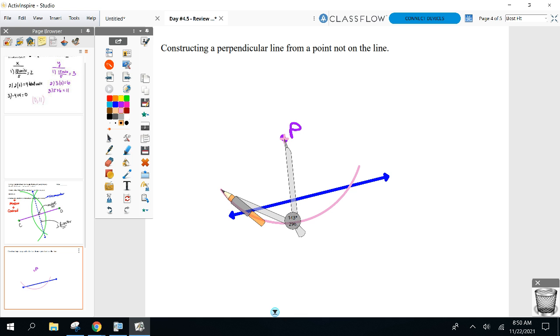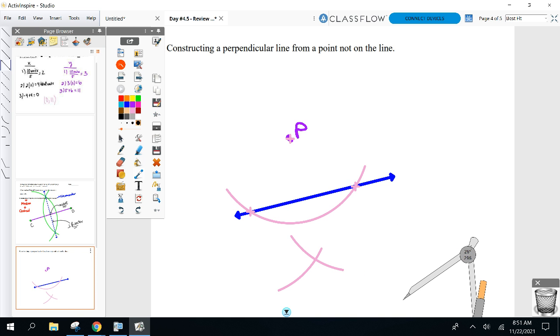Now I go where? So points of intersection. Each point of intersection, I make two more arcs that intersect each other. I don't care if these intersect the first one. I'm just concerned it intersects each other, the last two. And then I line it up with point P and draw in my perpendicular line.